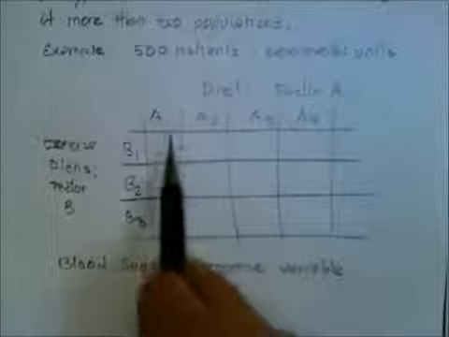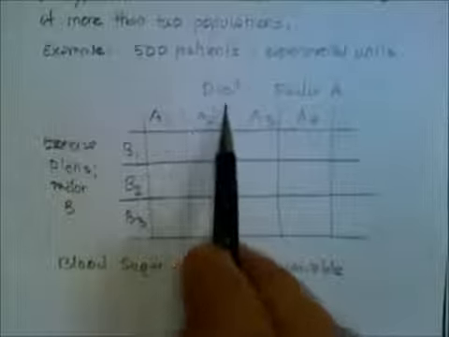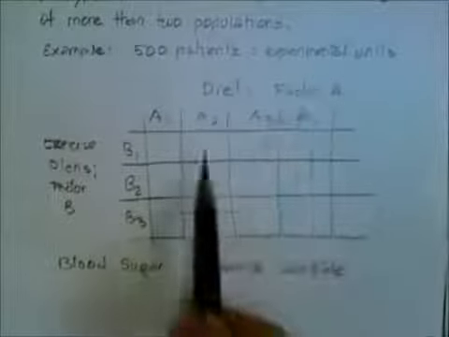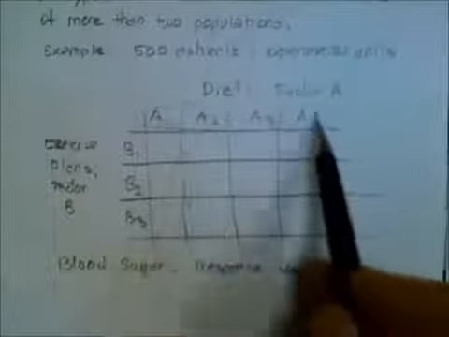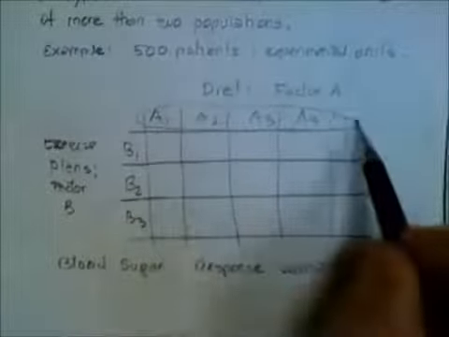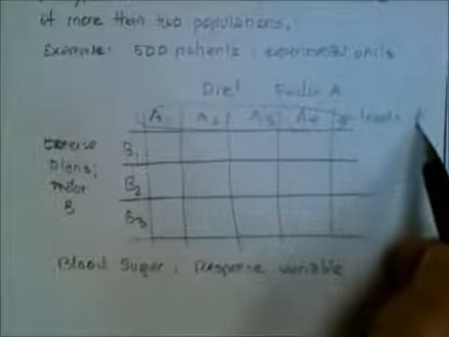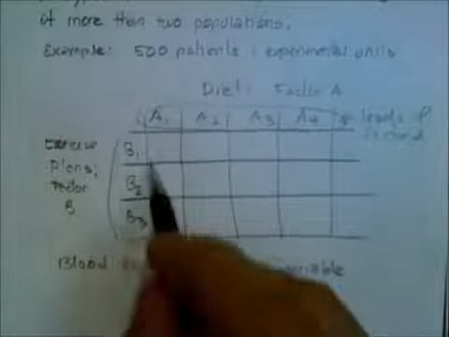Now the diet, how many diets do we have? What are the values of this factor? A1, A2, A3, and A4. So these A1, A2, A3, and A4 are the levels of factor A. And B1, B2, and B3 are the levels of factor B.